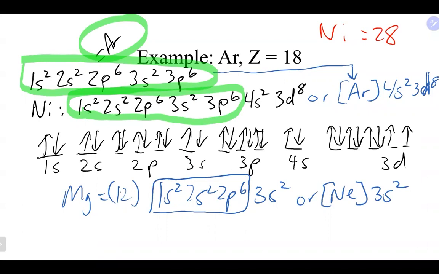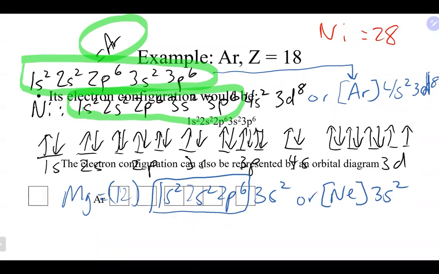Yes, I did that for gold. Very good. Yes, you could do it for any of the elements, including the transition metals. It doesn't matter. You just basically back up to the noble gas that comes right before it, and you just continue on with the configuration. Any questions on that there? All right.